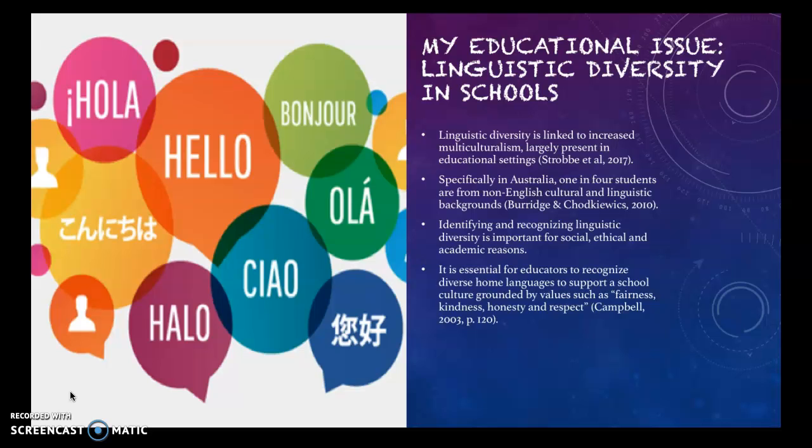Multilingualism is something that is seen throughout most schools, where differences in children's home languages constitute diversity in the school. Specifically in Australia, 1 in 4 students are from non-English cultural and linguistic backgrounds. This emphasizes the importance of identifying and recognizing linguistic diversity, where it is important for social reasons, including achieving a sense of belonging and embracing diversity, as well as ethical reasons, such as ensuring ethical practice by including difference, and academic reasons, in the value languages add to education.